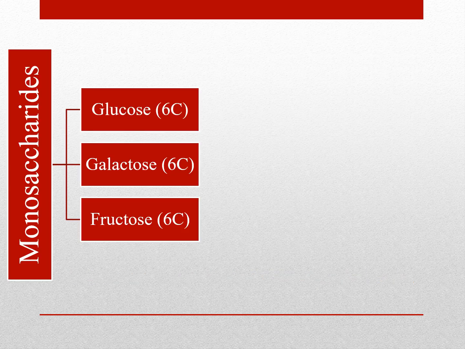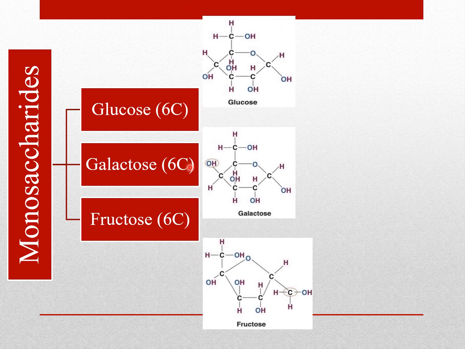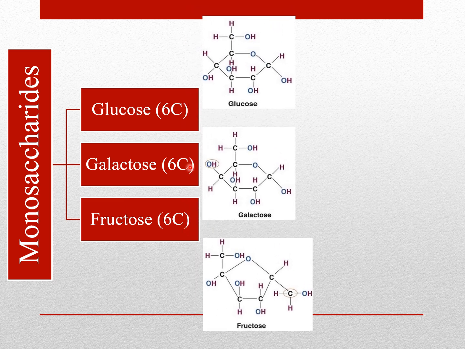So we now go and look into monosaccharide, then disaccharide, and then polysaccharide. For monosaccharide, there are three examples given here. That is glucose, galactose, and fructose. They are all six carbons. These are the structures, how they look in the cyclic representation.